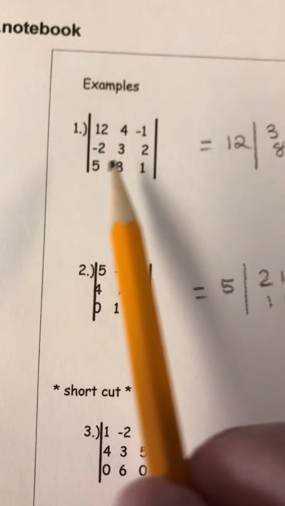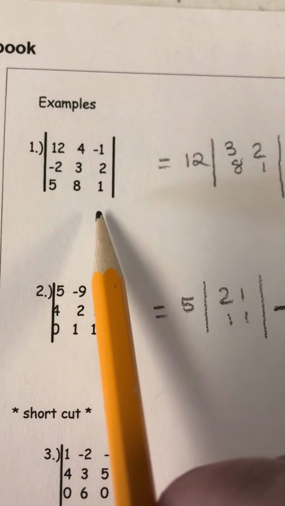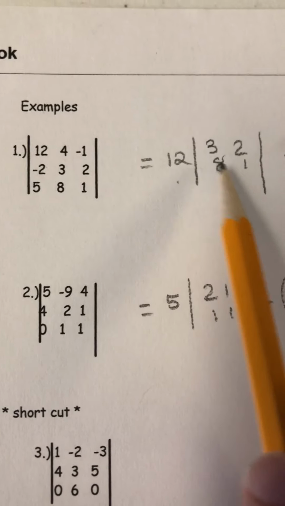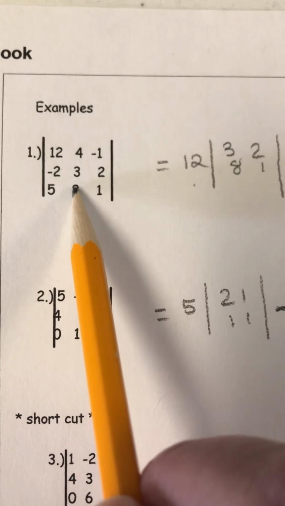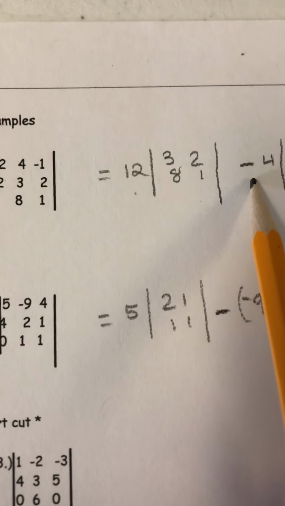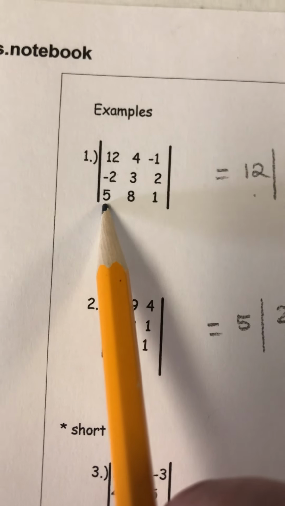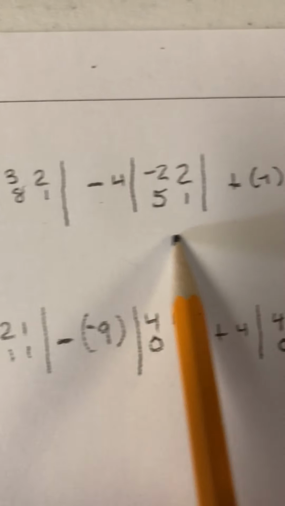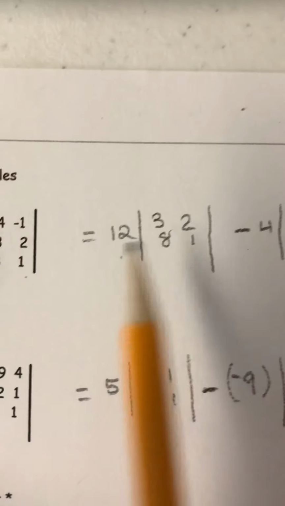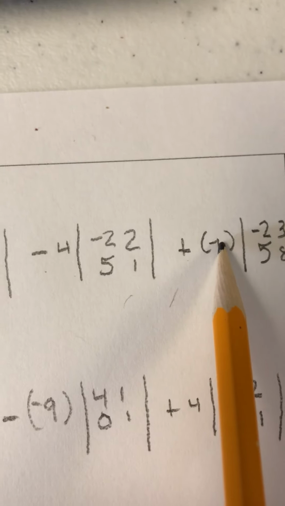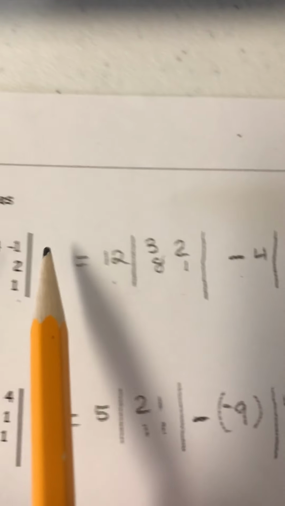So again, for number 1, I want to find the determinant of this 3x3 matrix. Take 12 and write out in front and create the smaller 2x2 matrix, this block here, minus the 4 times the matrix created by these two and those last two. Now here, be careful, that's a -1. So it's still plus, but I'm going to put parentheses around the -1 so I don't forget to multiply that. And then the matrix created by this small block here.